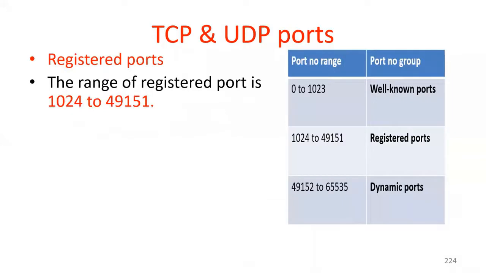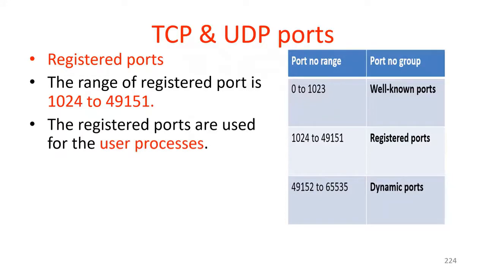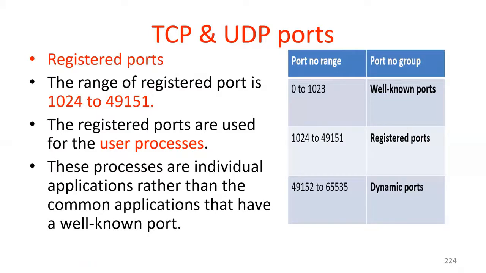Next important one, registered port numbers. The registered port numbers are in the range 1024 to 49,151. The registered port numbers are always used for user processes. User-defined processes are there in the computer. A process means a program under execution. The user defines different services, and in order to process these services, you will use these registered port numbers. These processes are rather than the common applications that have well-known ports. That is the information regarding the port numbers.